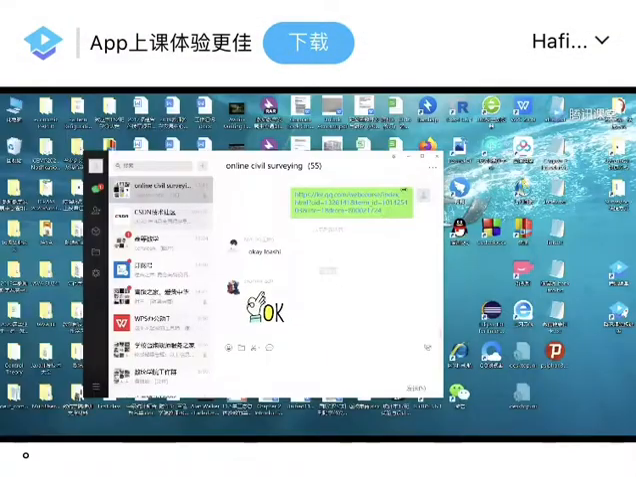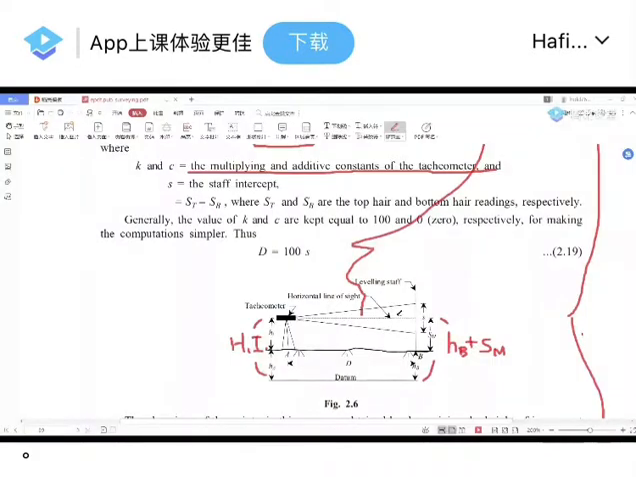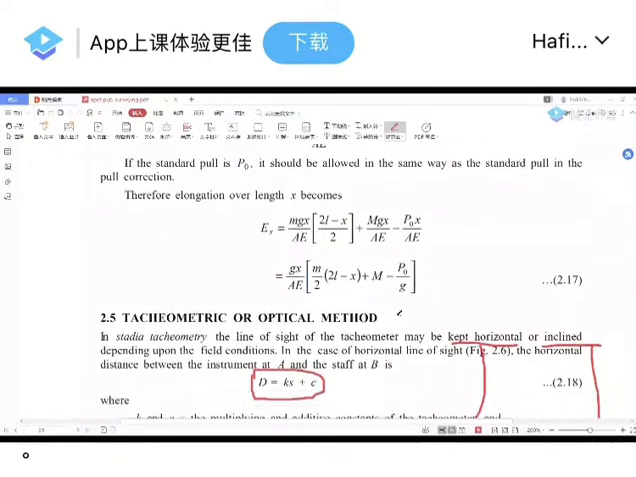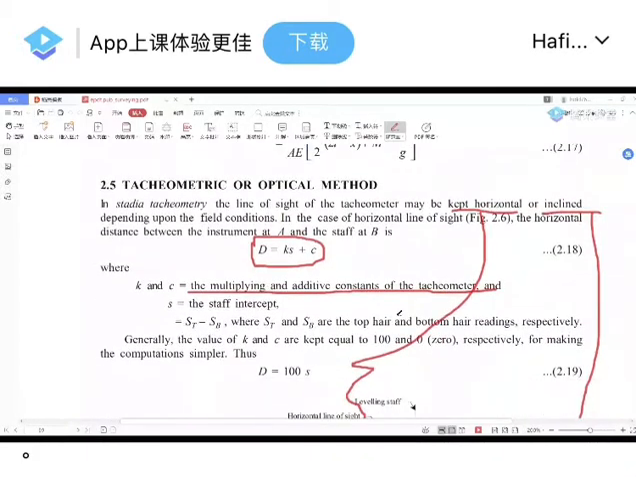Let's come back to our book. This is our book. All right. Take a look at this one. Before I take a look at this one, we'll come to the EDM. This one will be our last one.